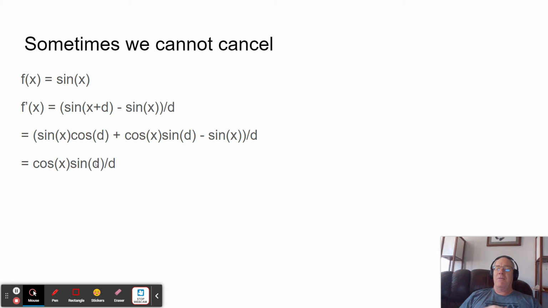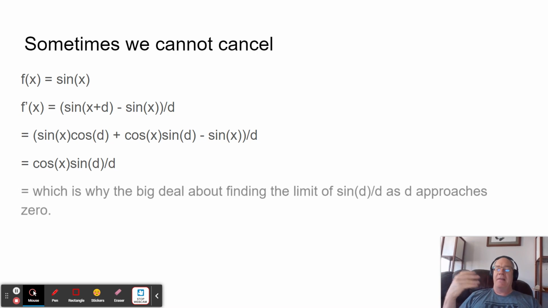And so what we really need to know is what the sine of d divided by d is as d approaches 0. And that's why there's the big deal about finding the limit of the sine of x over x, as x approaches 0, because that then enables us to figure out what the derivative of the sine of x and other trigonometric functions are, just with that one limit. That one limit is really valuable to have. And that's kind of the linchpin for almost all the other differentiation we do.